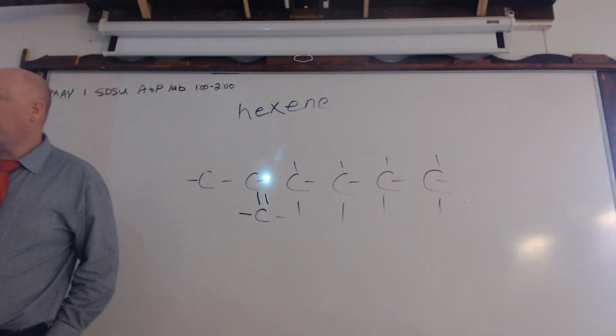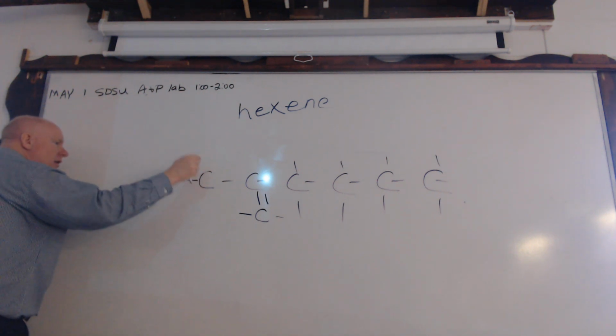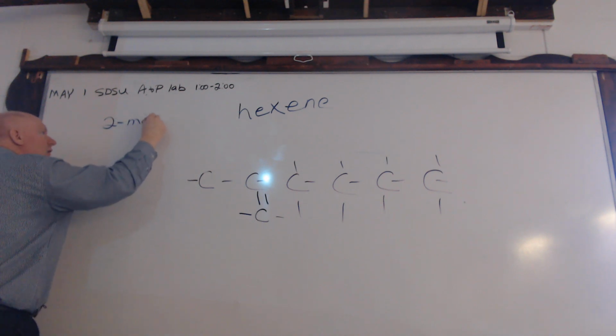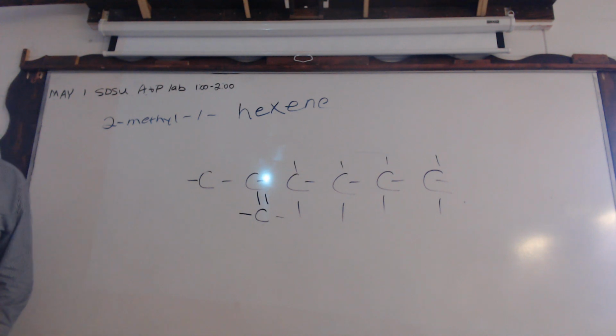Now, this double bond happens after the first carbon, but we've got this derivative on here. So we've got 2-methyl-1-hexene. That's way too complex for this level. That's why I said, are you sure you want to know? And one of your classmates said yes. So now we know. How come the dash, 1 dash?